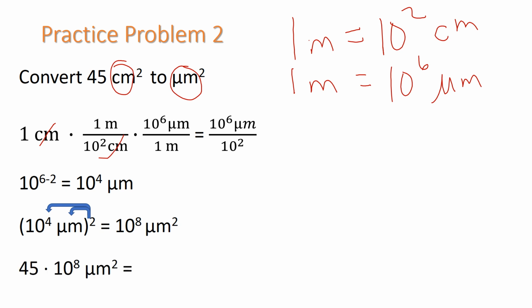We don't just have 1 centimeter squared, we have 45 centimeters squared, so that's why I multiply by this 10 to the 8. We need to normalize. Do you know how to do that? Take away an order of magnitude and add it back to the exponent, and we have 4.5 times 10 to the 9 micrometers squared. Good work.